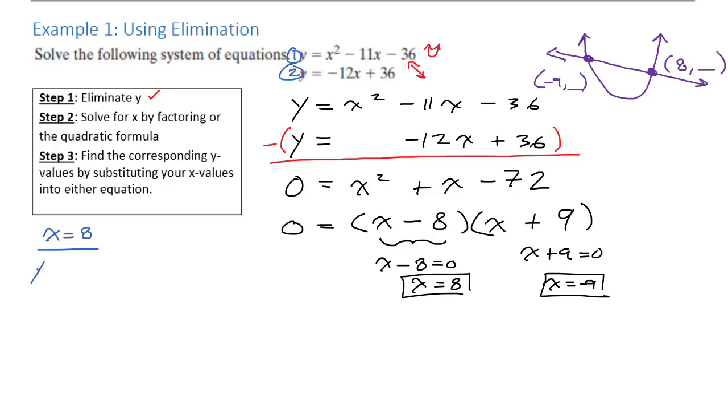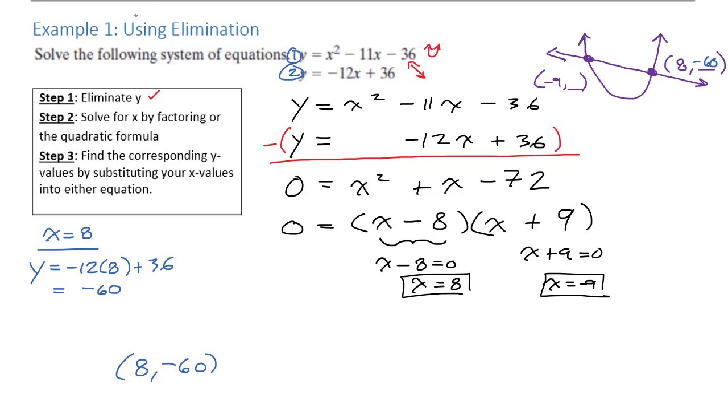So I'm going to sub in equation 2, my linear equation. What's negative 12 times 8 plus 36? So negative 12 times 8, add 36 to it, you get negative 60. So my first point of intersection, I'm just going to write down, here's my solution. What are the points? It's 8, negative 60. I'm just going to draw that on my diagram. 8 and negative 60. There's where that point would be.